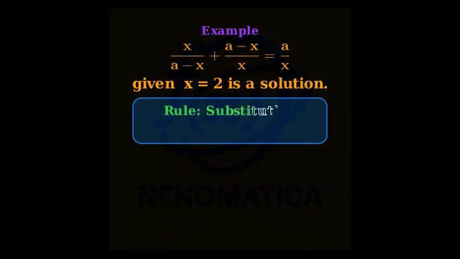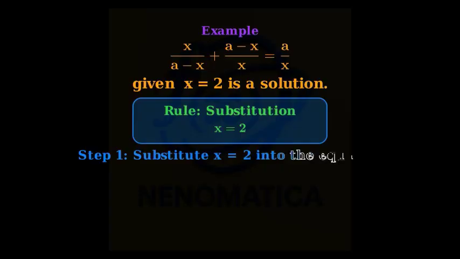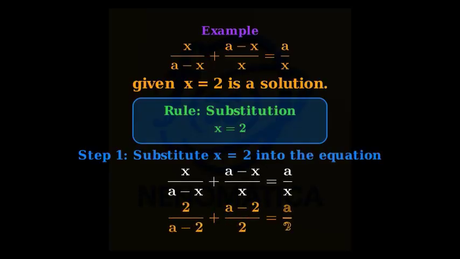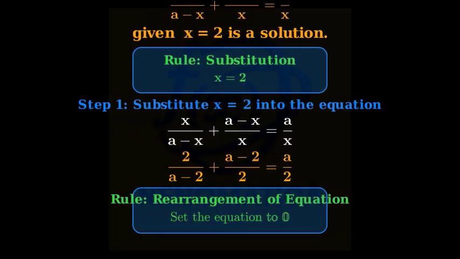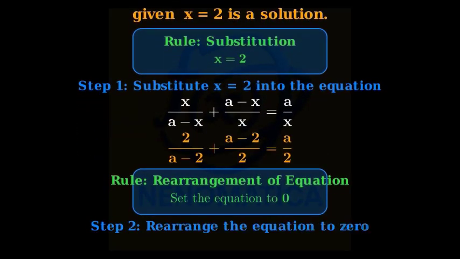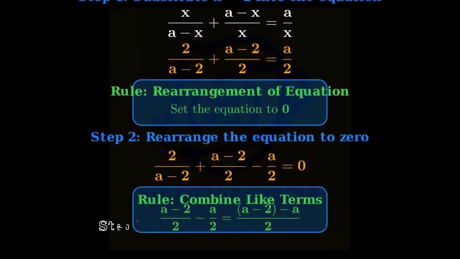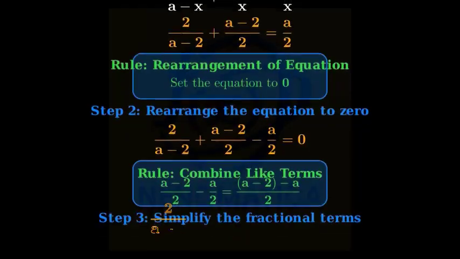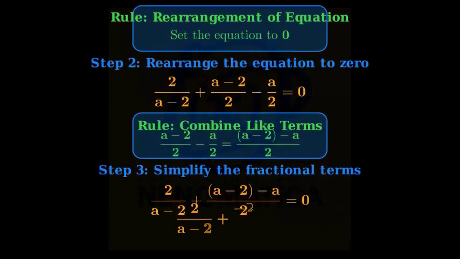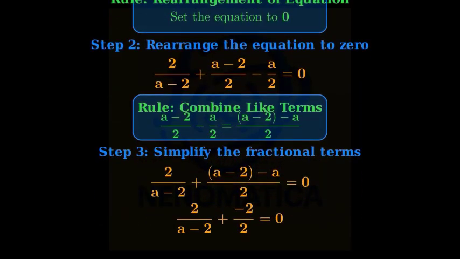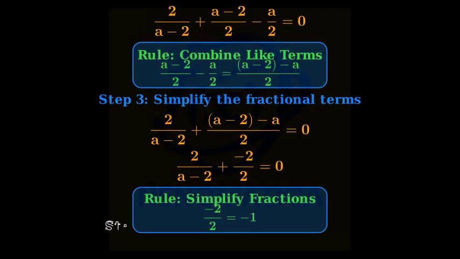Step 1. Substitution. Replace x with 2 everywhere, then simplify only by substitution. Step 2. Rearrangement. Move everything to the left side to set the equation equal to 0. Step 3. Combine like terms. Combine the 2 half denominators into a single fraction. Quantity a minus 2 over 2 minus 1 over 2 equals the difference over 2. Step 4. Simplify the constant fraction.